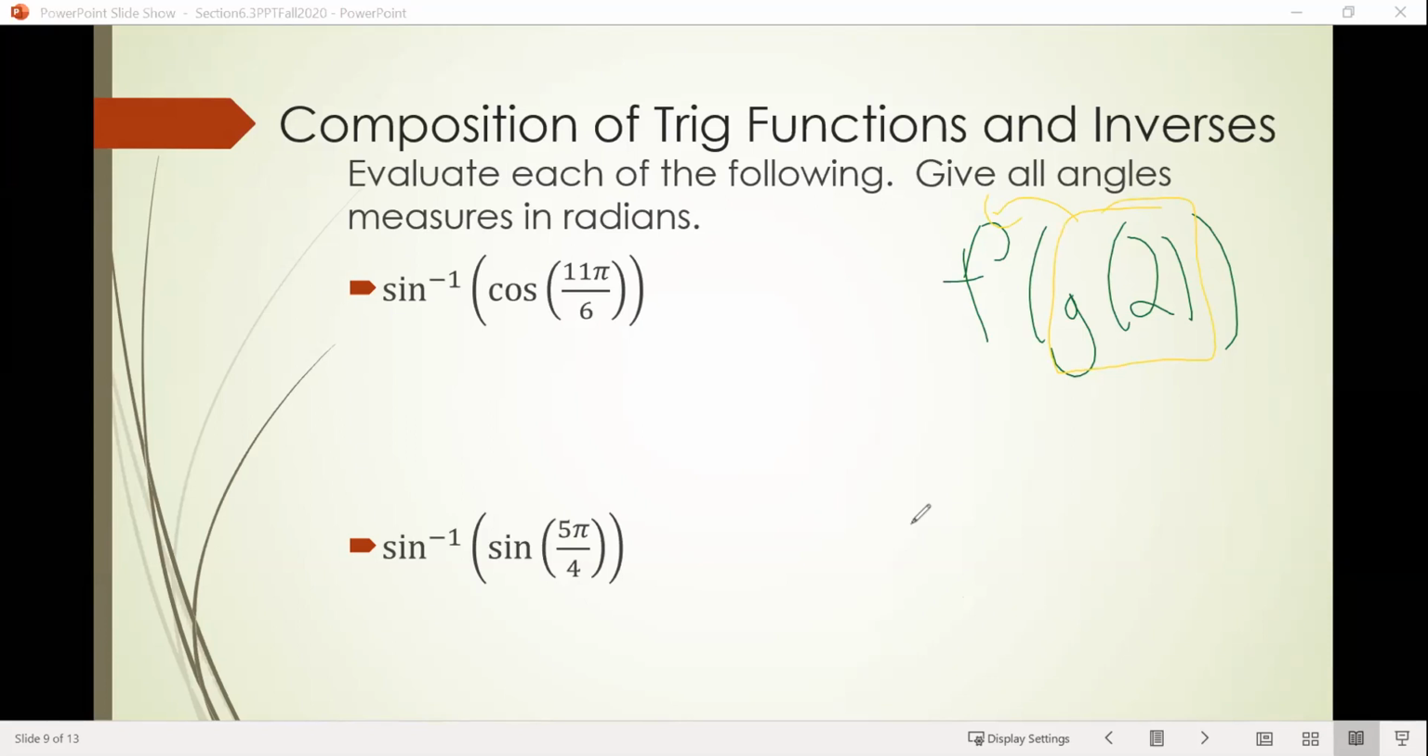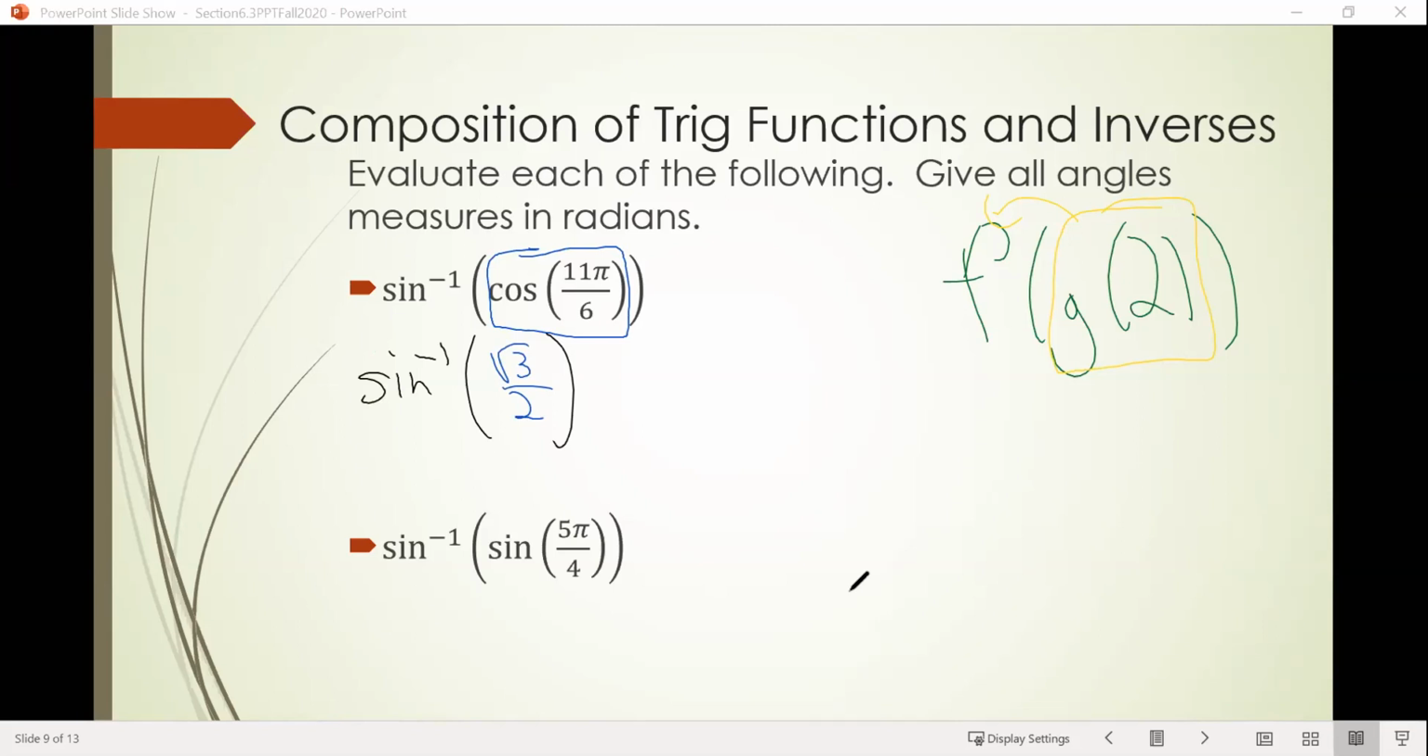So looking at the first one, we have inverse sine of cosine of 11 pi over 6. So I'm going to start on the inside at cosine of 11 pi over 6, which is something that lies on the unit circle, right? If I think about my unit circle, 11 pi over 6 is an angle that lies on there. It's in the fourth quadrant. And if we think about the cosine of the angle in that quadrant, cosine of 11 pi over 6 should be positive root 3 over 2. So we get that.